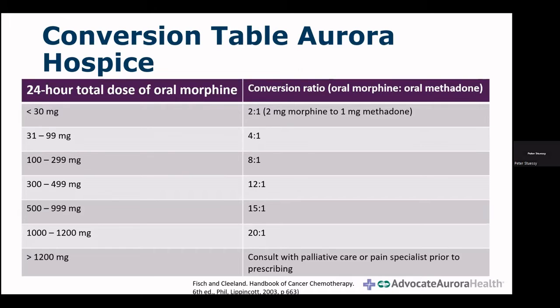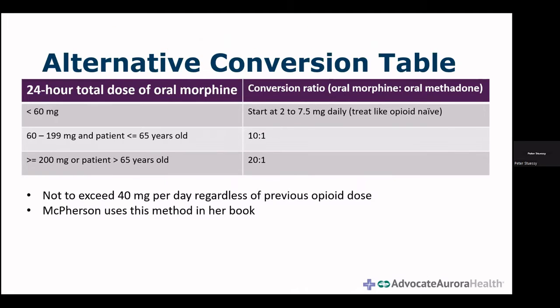So here at Aurora, at our inpatient hospice facility, and with our hospice at home patients, here's the conversion chart that they use at this time. It's been used across the US for many years. The original reference that I have for it is from a cancer chemotherapy handbook from 2003. So this is not a new conversion chart by any means. But there are definitely other options as well.